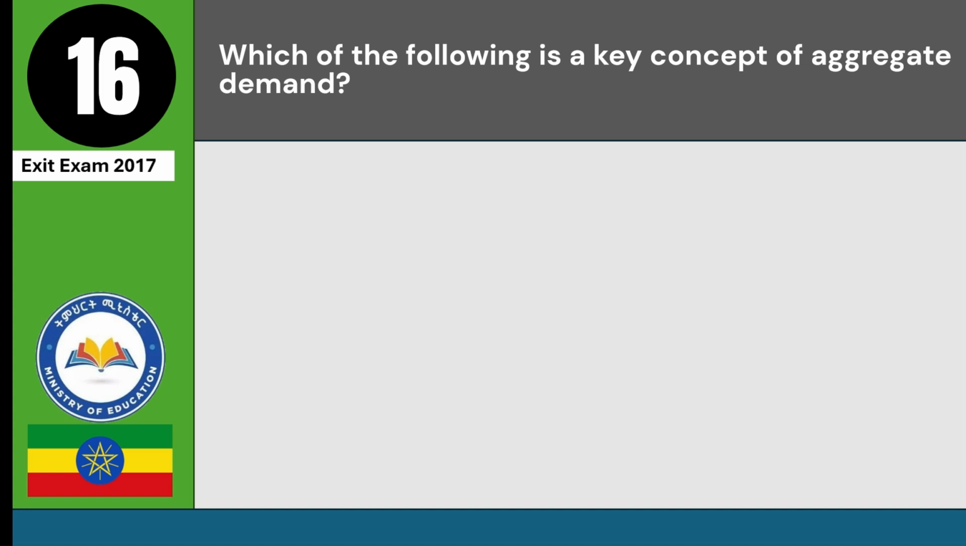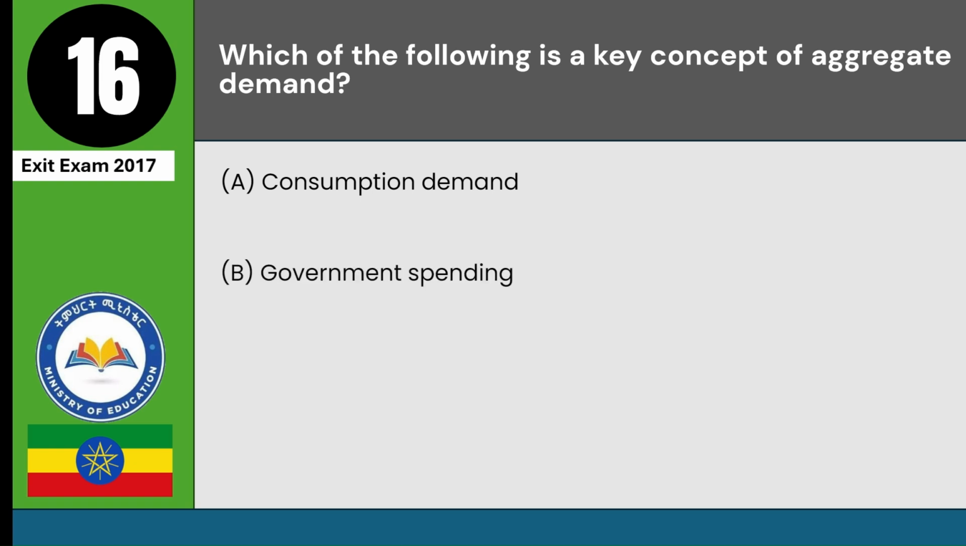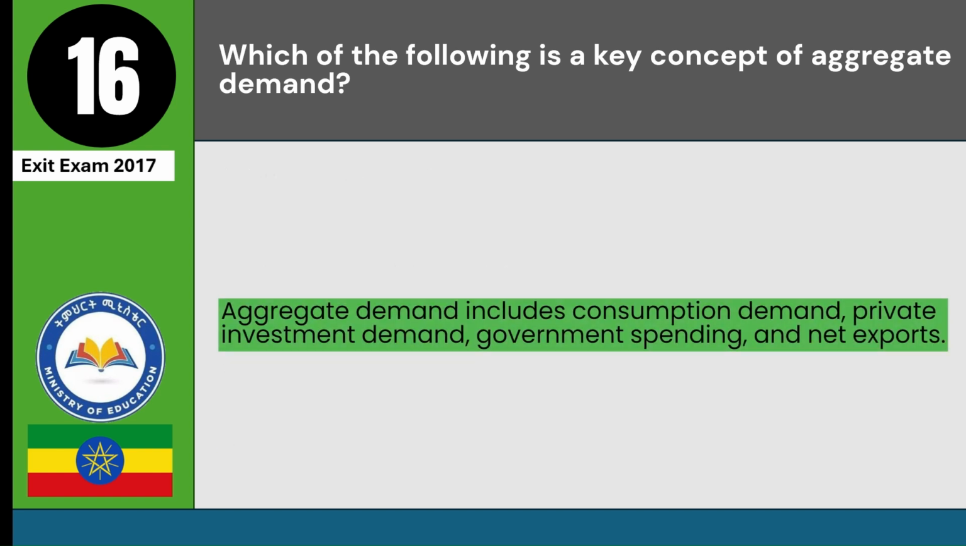Which of the following is a key concept of aggregate demand? A. Consumption demand. B. Government spending. C. Net export demand. D. All of the above. Answer D. Aggregate demand includes consumption demand, private investment demand, government spending, and net exports.